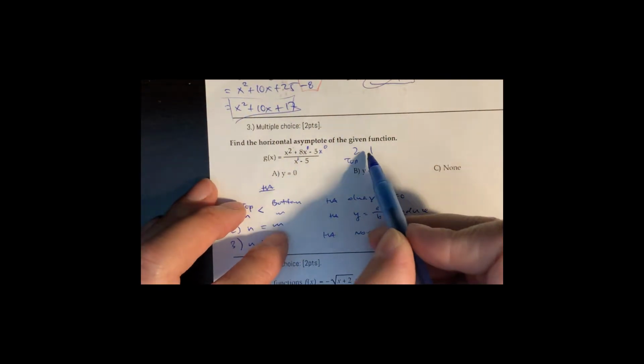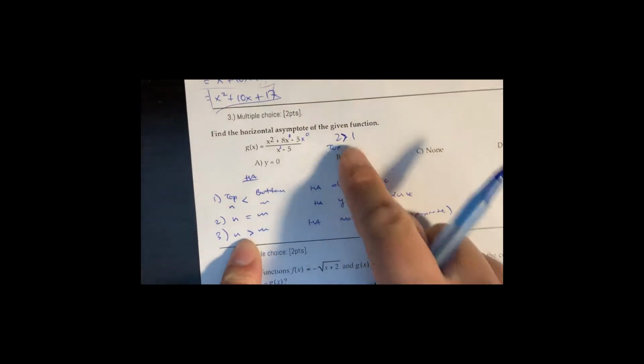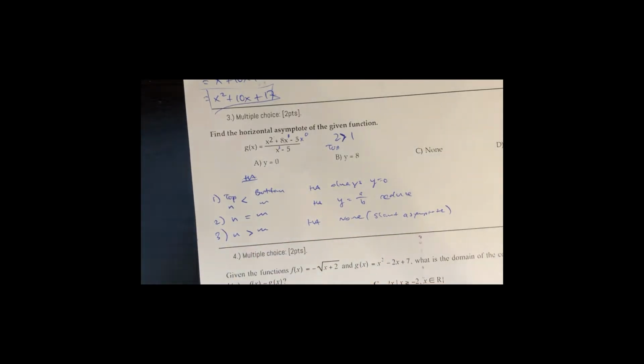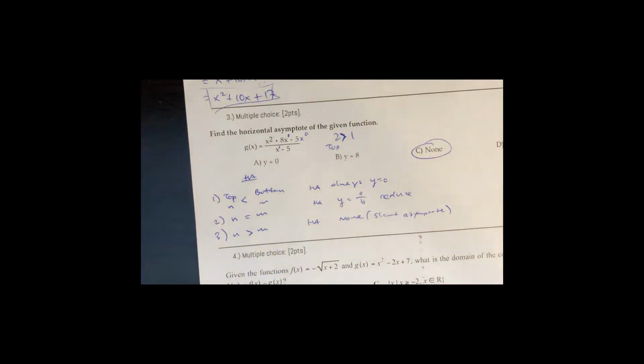And then what inequality can you put in there? That would be greater than. And then match up your signs. Then my horizontal asymptote, when it is greater, you will have none, which is choice C. So keyword horizontal asymptote, just look at the degrees. Let's look at the next question.